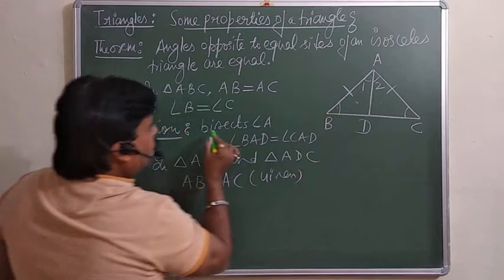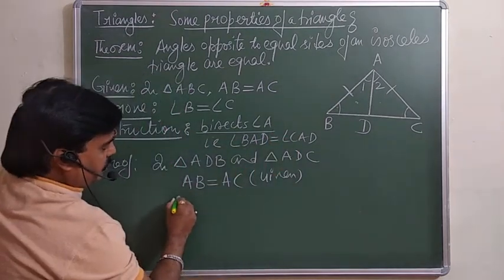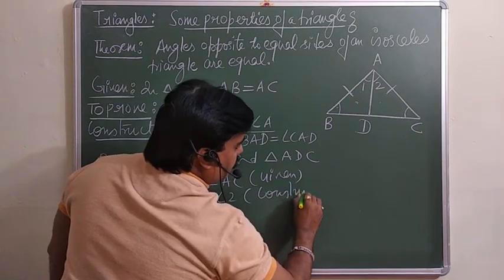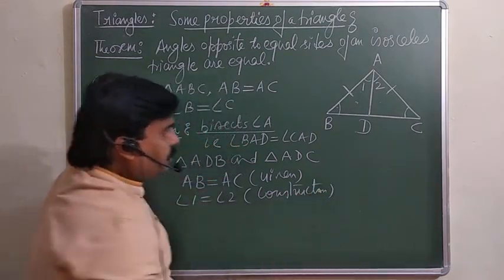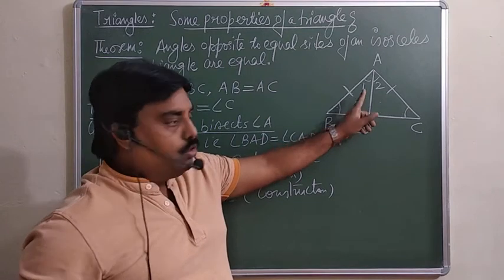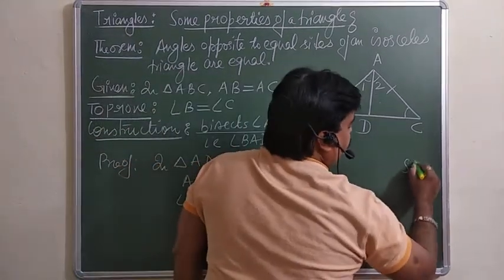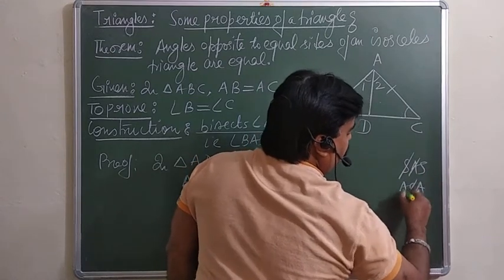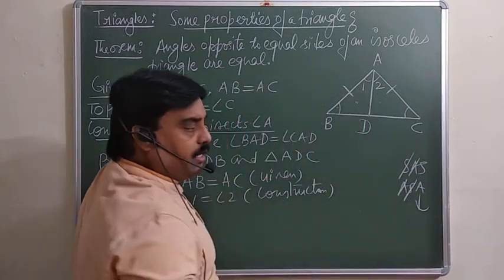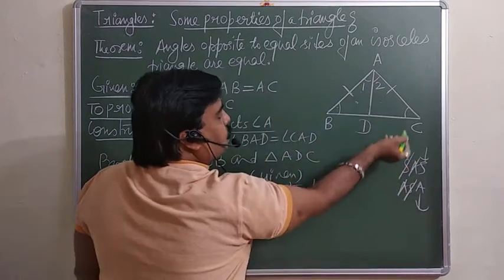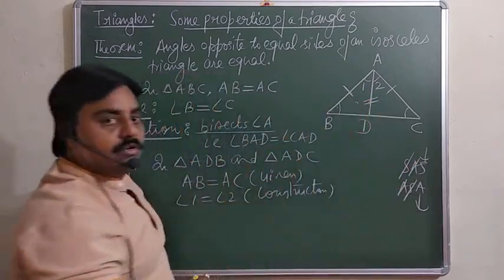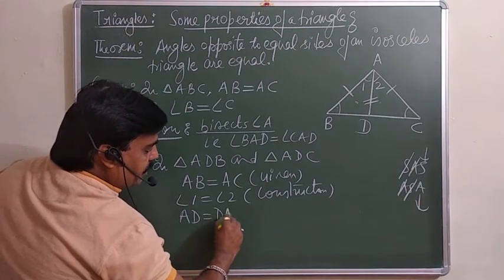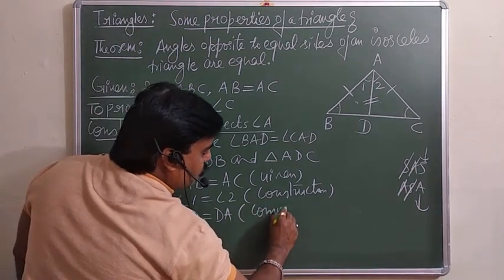Angle 1 is equal to angle 2. That we did in the construction. So again, one side, one angle. So you have the one option. In case of SAS, you apply one side, one angle, or ASA, one angle, one side. Either you are supposed to search for one angle or one side. So see, the angle is not given. So you have AD common in both the triangles. So you can say AD is equal to DA. That is, this is common.